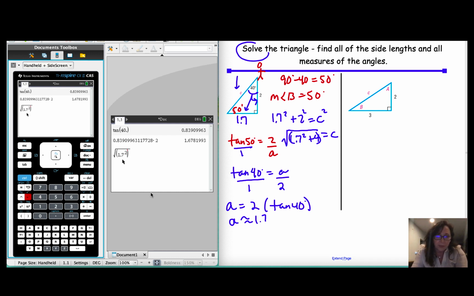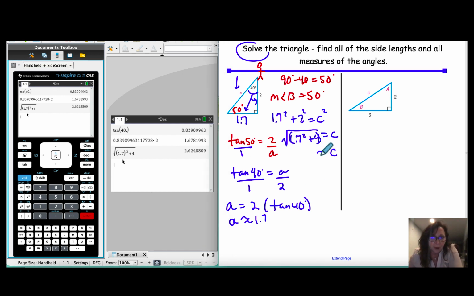And then I'm going to say plus 4. Close the parentheses and hit enter. And now I have approximately 2.6. So little c is approximately 2.6. And in this little world here, this makes sense because the hypotenuse has to be the longest side, because it's opposite the largest angle.